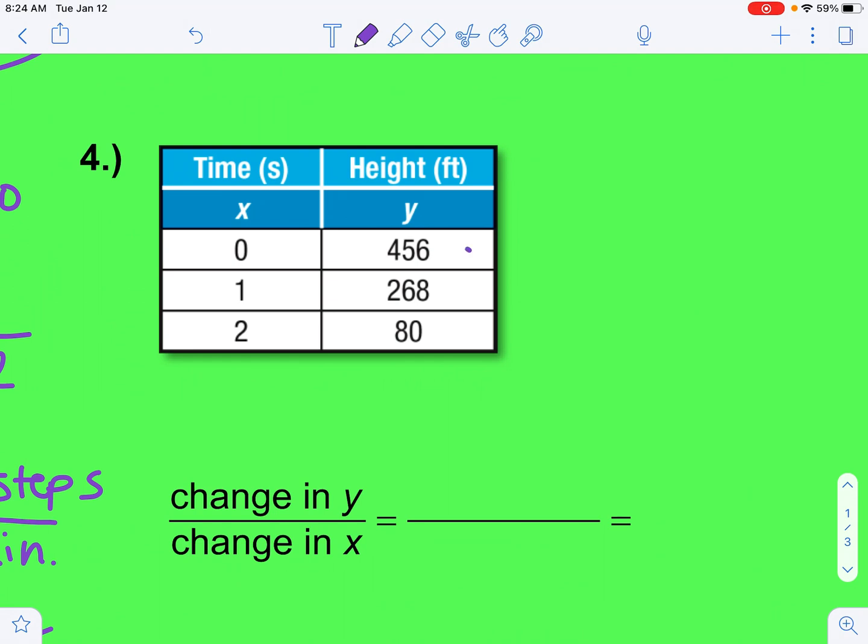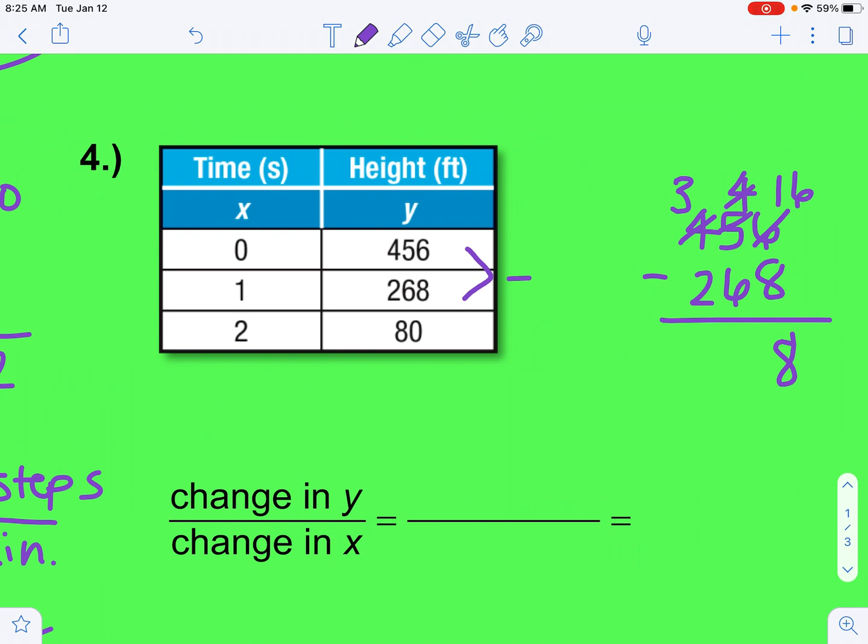Alright, so starting with our Y, we're going from 456 to 268. Well, I know right off the bat that those numbers are getting smaller. So we need to subtract those two numbers to figure out by how much. Alright, 6 minus 8 we can't do, so let's regroup. 16 minus 8 is 8. We can't do 4 minus 6, so we need to borrow again. 14 minus 6 is 8 again, and 3 minus 2 is 1. So we're subtracting 188.